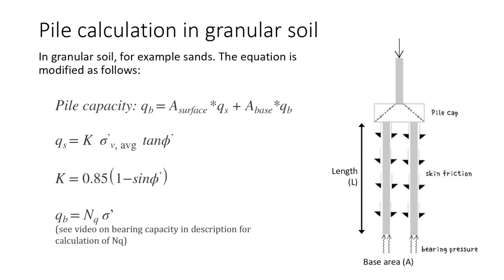Let's now look at how we can calculate the bearing capacity in granular drained soil, such as sand. Bearing capacity is once again the sum of the skin friction acting on the pile length and the end bearing pressure. Qs is skin friction per meter squared of the surface area. This is calculated using the friction coefficient K, the drained vertical stress, and the friction angle. The end bearing pressure is calculated using the Terzaghi method. A link to this video on this method is included in the description of the video.